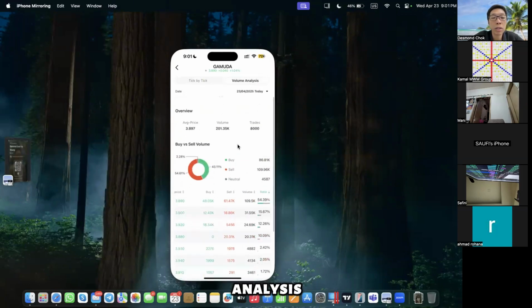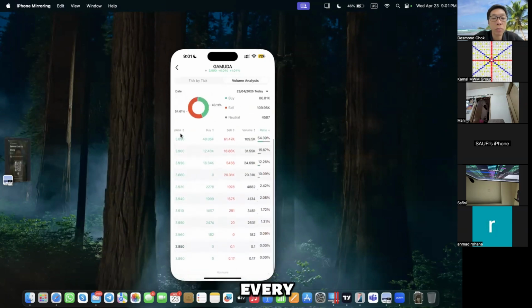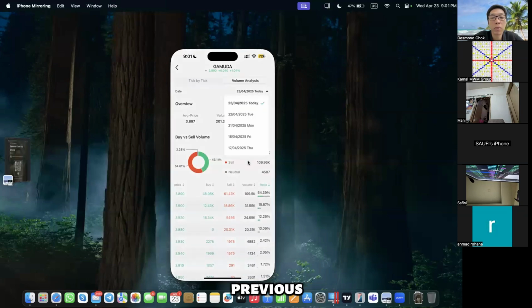So for volume analysis, you can check this part for every price level. You can see at what price level is the highest volume, how many people buy and sell, or the buy rate ratio. Not only for today, you can also check for the previous day. Okay.